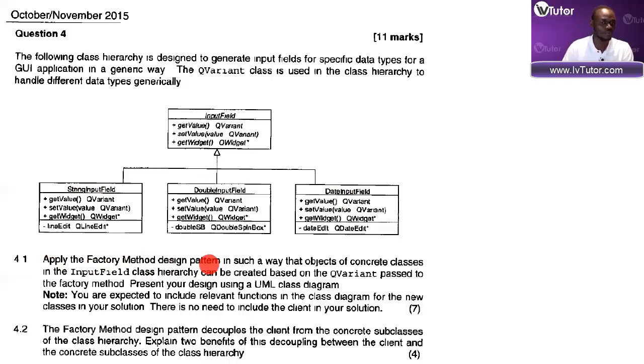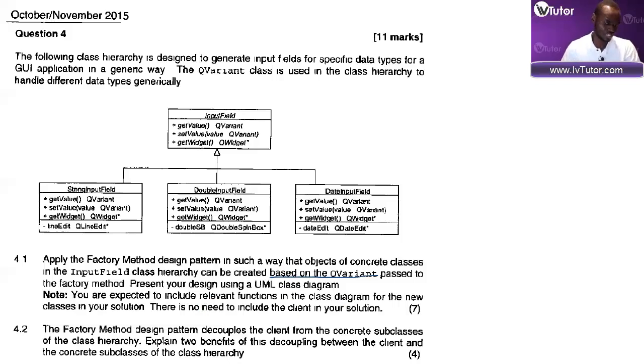Apply the factory method design pattern in such a way that objects of concrete classes in the input field class hierarchy can be created based on the Q variant. That is very critical. Based on the Q variant that is passed to the factory method. Present your design using a UML class diagram. Note that you're expected to include relevant functions in the class diagram for the new classes in your solution. There's no need to include the client solution in your solution.